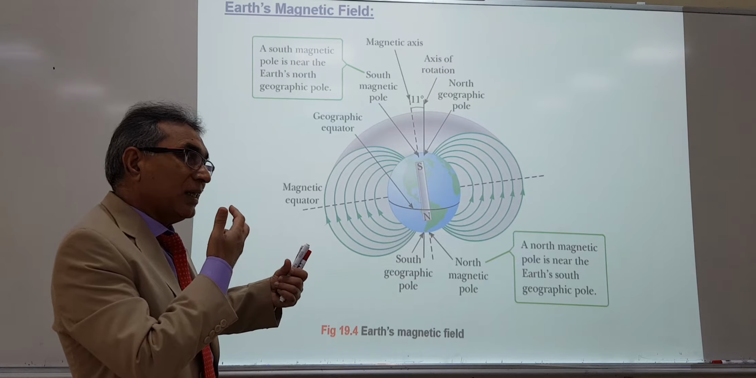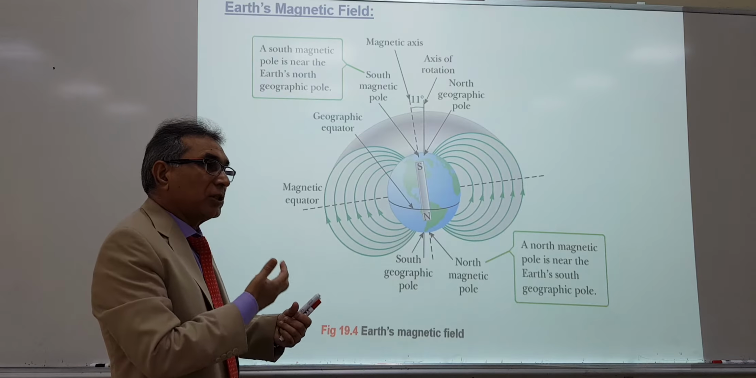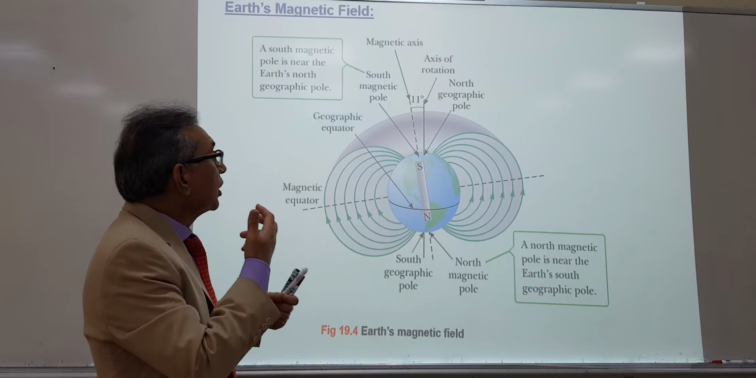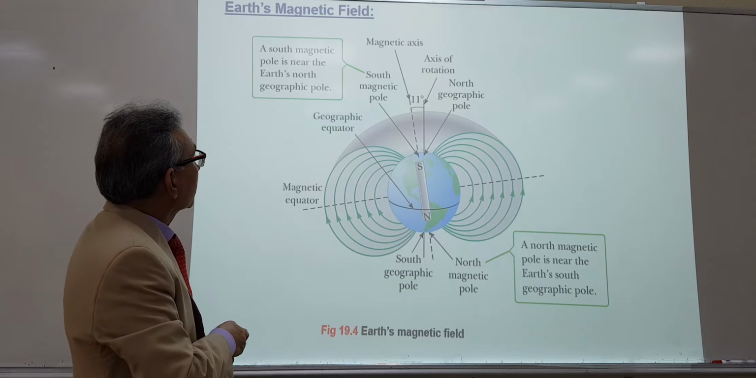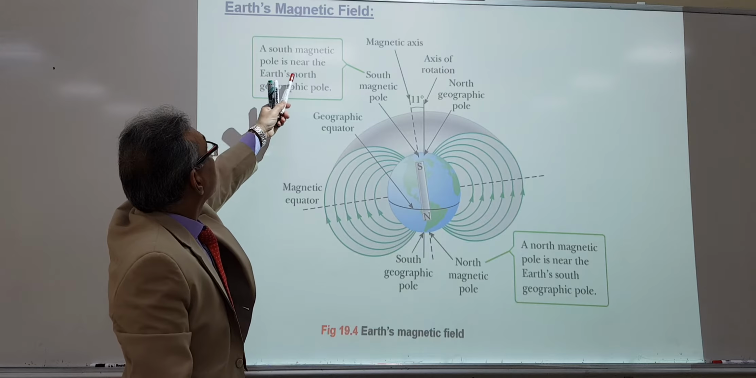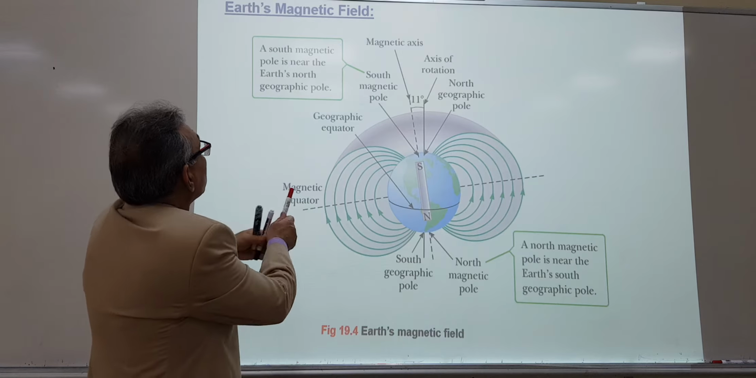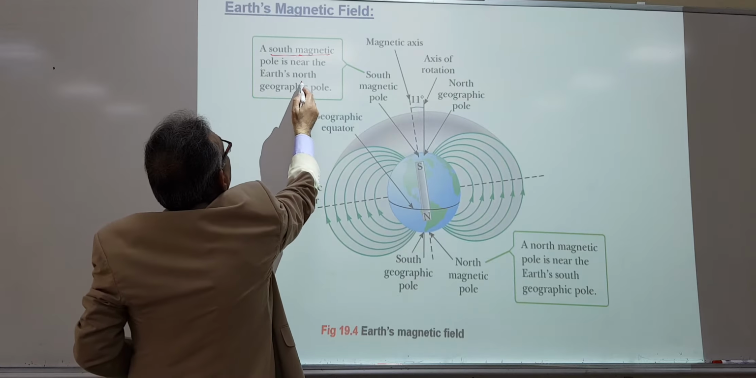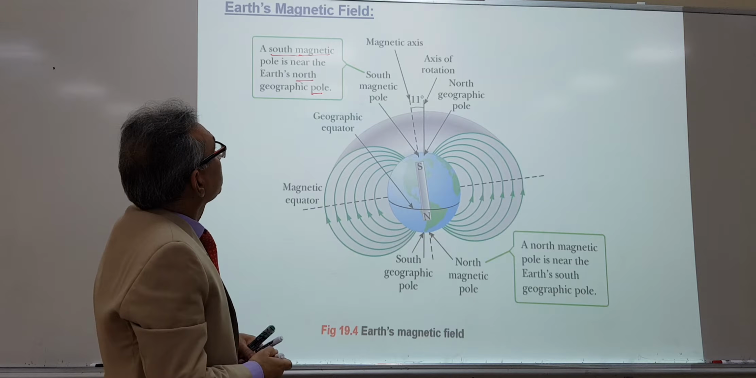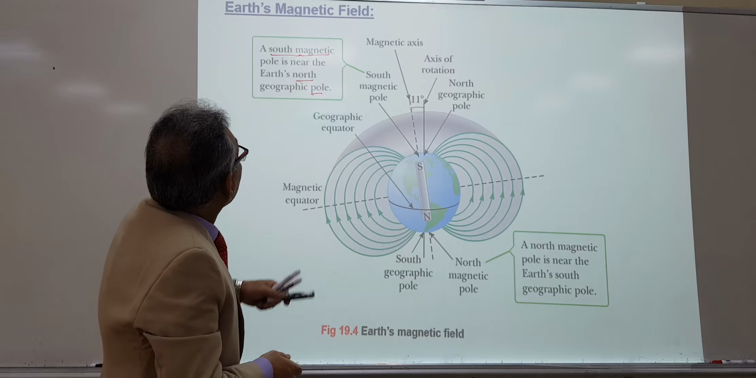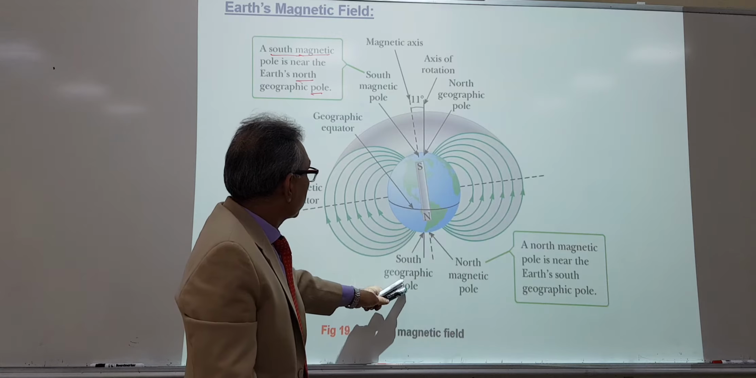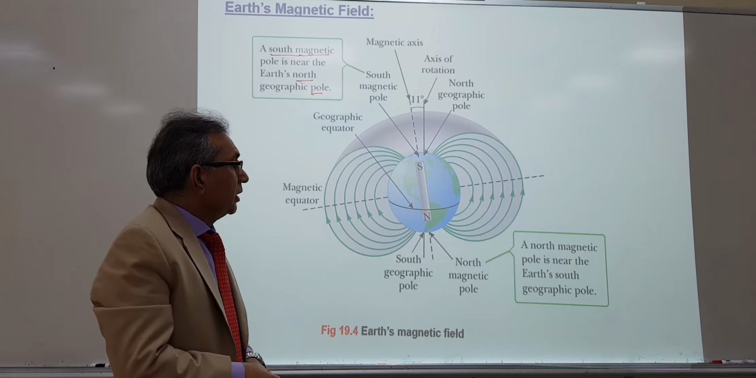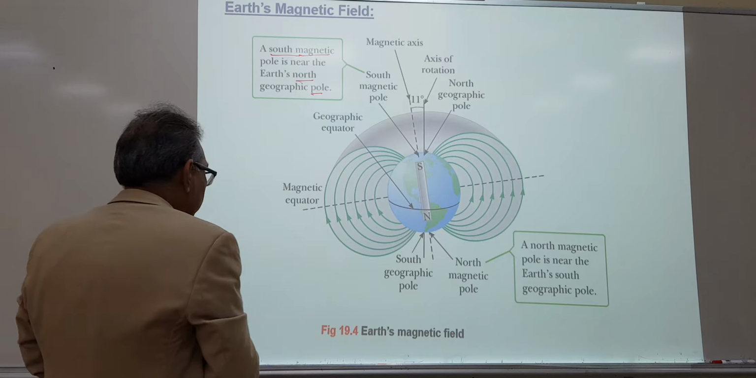As I told you, the unlike poles attract each other. North will attract the south. So once we talk about the north pole, it means it is seeking the south pole, so that it will have attraction. So a south magnetic pole is near the Earth's north pole. So magnetic south is near the geographic north pole, right? So this is here, south geographic pole and magnetic pole north. So this is how they attract each other. And as I told you, Earth itself is a big magnet.